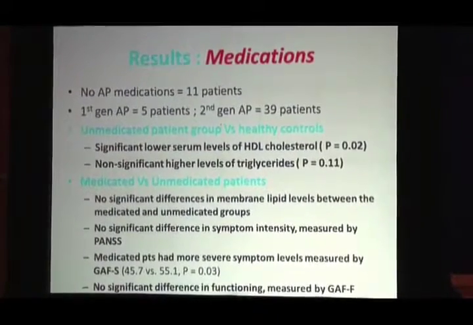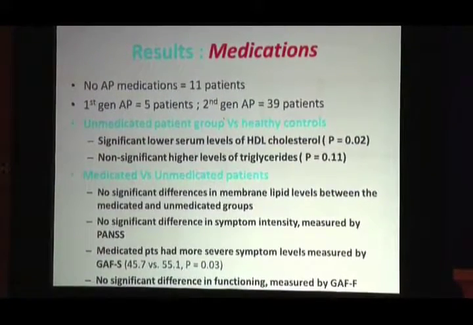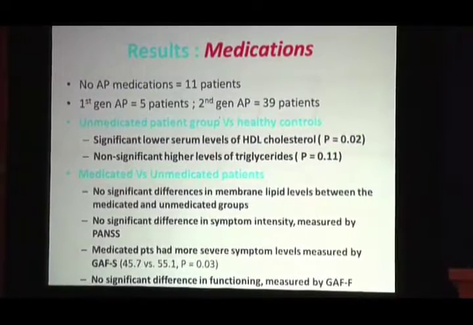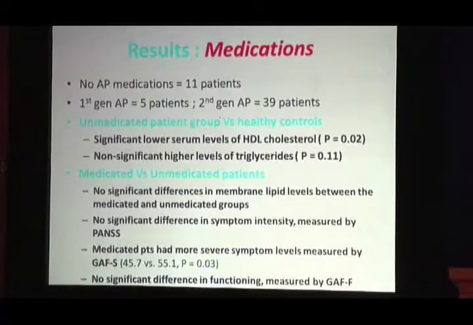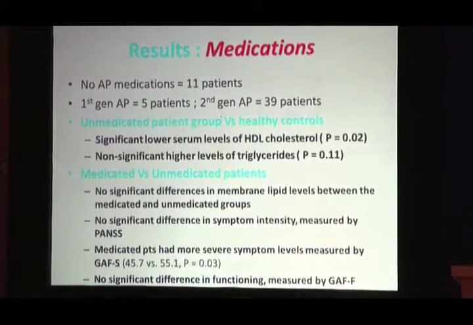Now results. No antipsychotic medications were in only 11 subjects. First generation antipsychotics in 5 subjects. And second generation antipsychotics in 39 subjects. The groups are very, very lopsided actually, isn't it so? What kind of statistics can you run on this, you know? What kind of inference can you draw on this?